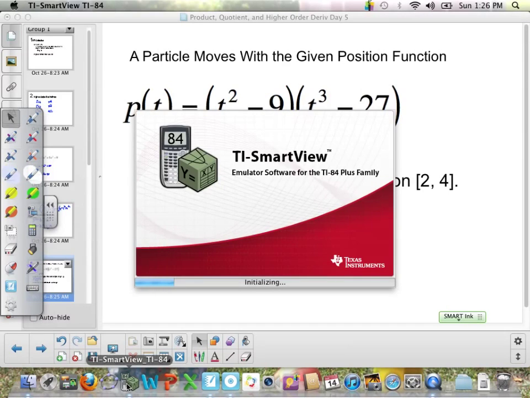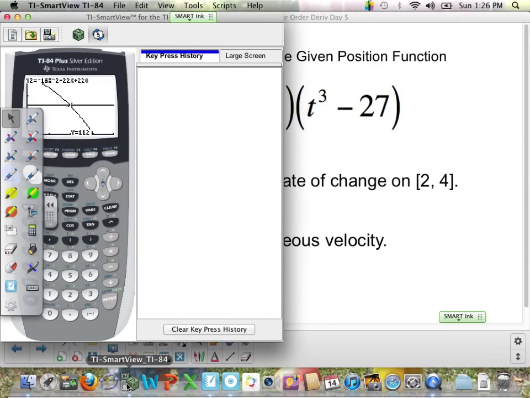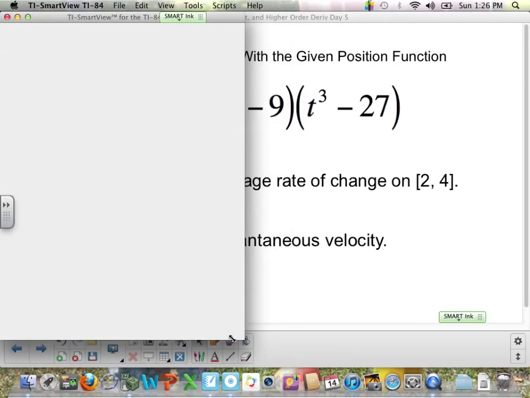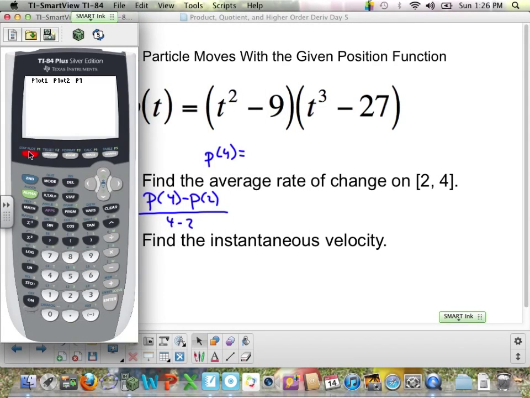4 cubed minus 27, that's going to get pretty big. Let's show you how to use a table on your calculator if you have not done so yet. All right, so our function, we'll enter that into y1. Let's go x squared minus 9 times x cubed minus 27. Okay, we want p of 4 and p of 2.